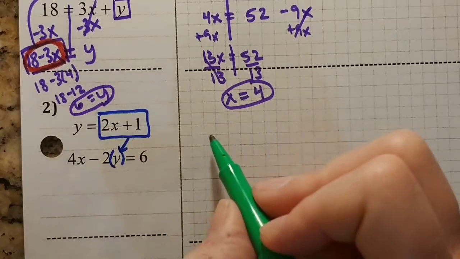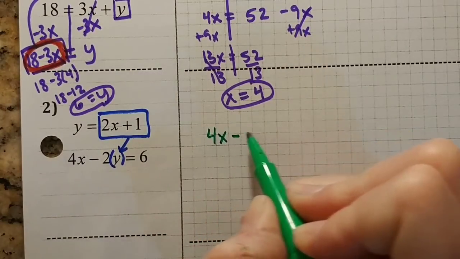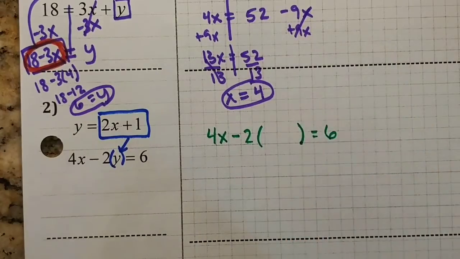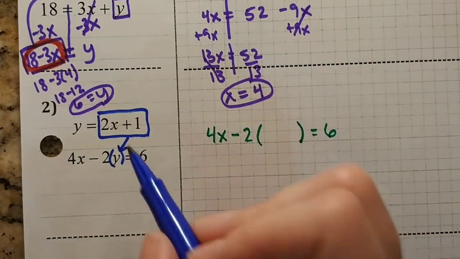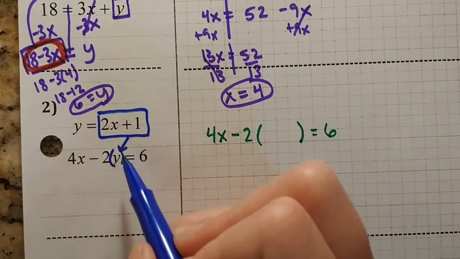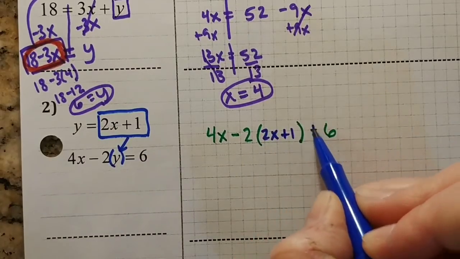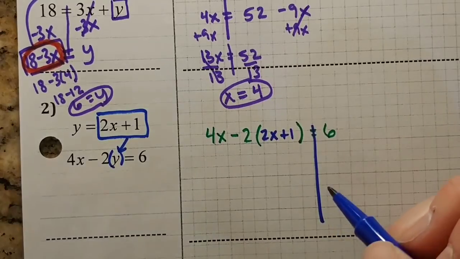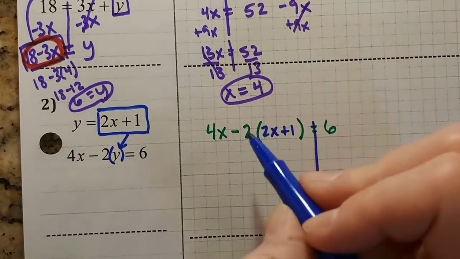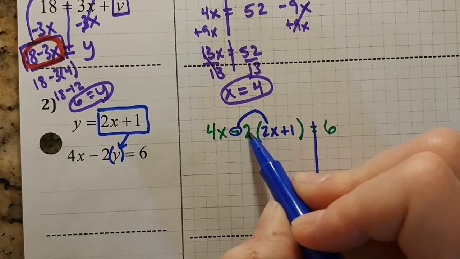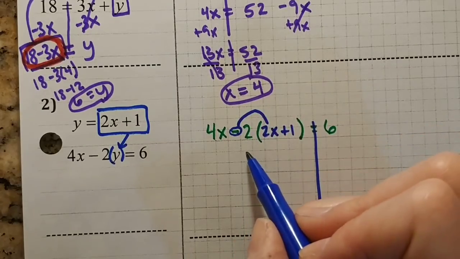So I'm just going to copy this equation. Big parentheses for the y. And then remember that the y is 2x plus 1, so that's why I'm going to be plugging in for the y, 2x plus 1. Now I have an equation with just one variable in it. So let's distribute. Be sure you're distributing the negative 2. Negative 2 times 2x.